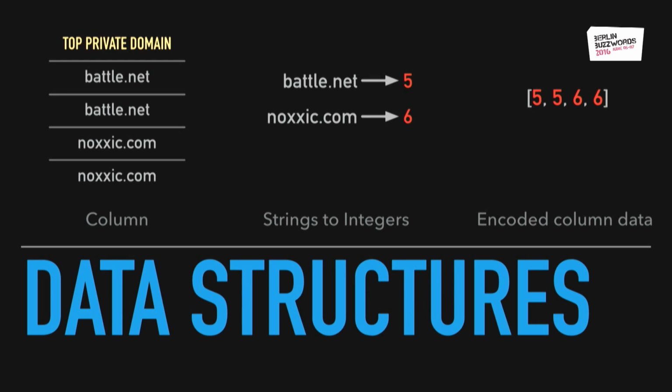So the question is now, what makes Druid fast, and how is it able to handle this multi-dimensional data? One thing is the way it creates the data structures. For example, we have a column of top private domains. Here we have 2 different domains with 2 entries each.